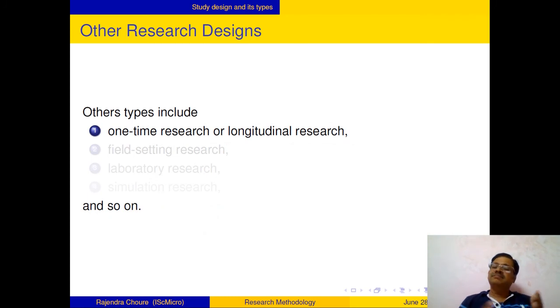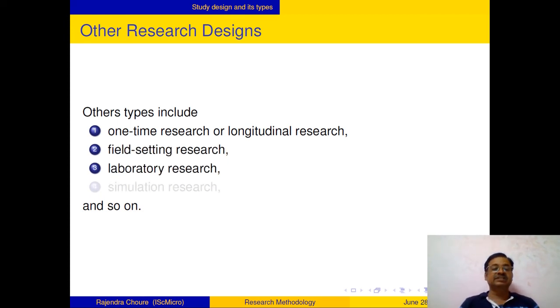And apart from these, other types are also there. Those are one-time research or longitudinal research. Field setting research is there. Laboratory research is there. Simulation research is there, where mathematical modeling and other modelings are done, and so on. Many different research designs are there, and in this course we are going to learn those research designs, and you will be able to decide which research design best suits your needs.